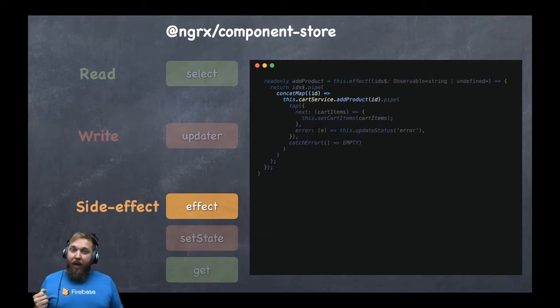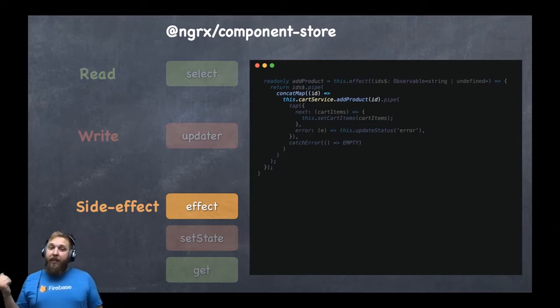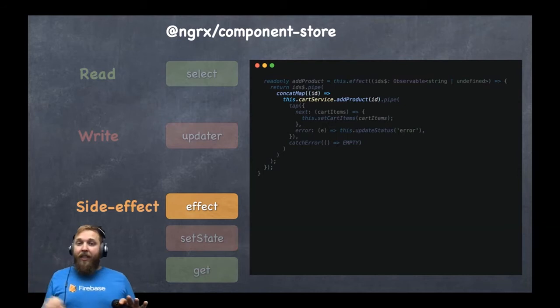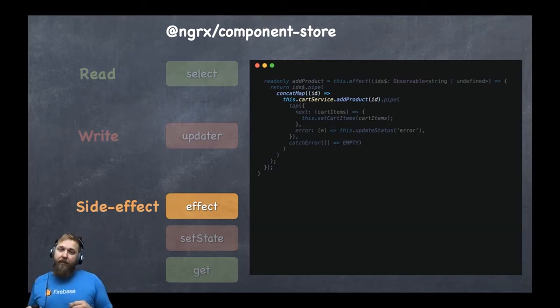And the first ID it gets, it'll start adding the product. But then the next ID comes in. And what concat map does, it says, hold on a second, this add product is still busy. Until it completes, we wait for it. Once it completes, it will let the new ID in. This is what concat map does. This is a higher order observable RxJS operator. And we have a choice of three others, so there's a total of four higher order operators.